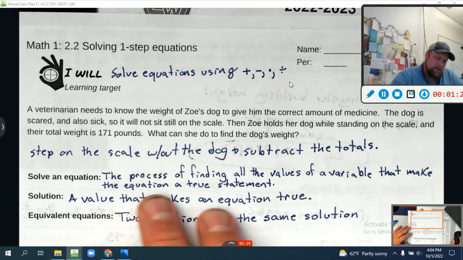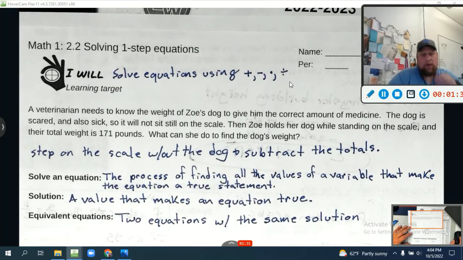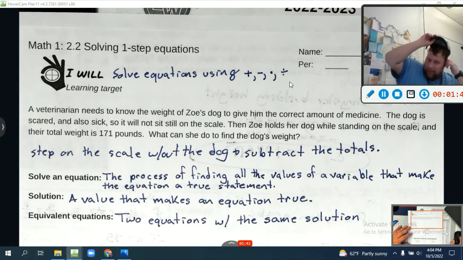Go ahead, write down this vocab right here. I think I wrote it well enough you can read it. Solving an equation is the process of finding all the values of a variable that make the equation a true statement. For us, most of the time, that's one, but you'll find out later in life that there are many times where there are multiple solutions that work. A solution is a value that makes an equation true, right? And equivalent equations are two equations with the same solution, okay?